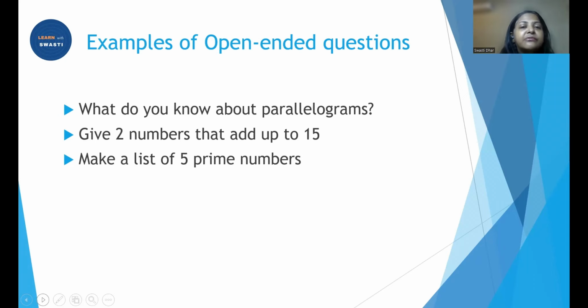I can make this question more tough by asking, give me 2-digit prime numbers, or make a list of 5 prime numbers which are greater than 50. But everybody can come up with a different answer. So these are examples of open-ended questions I've taken from maths.